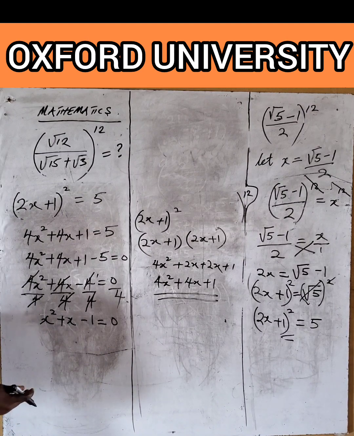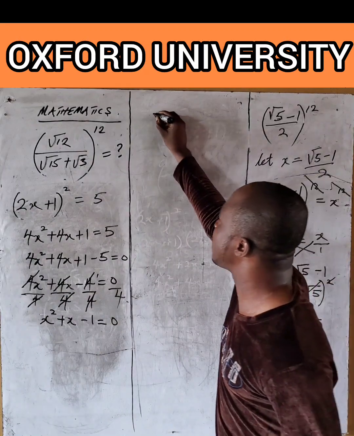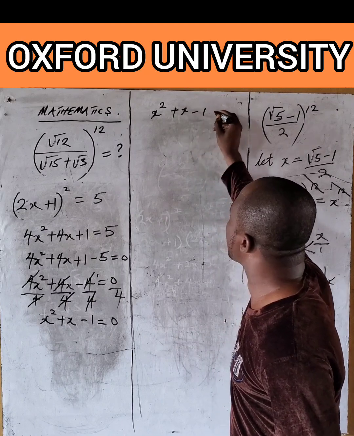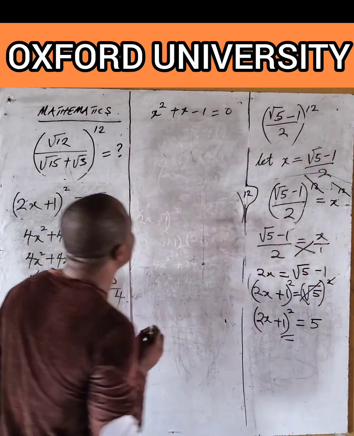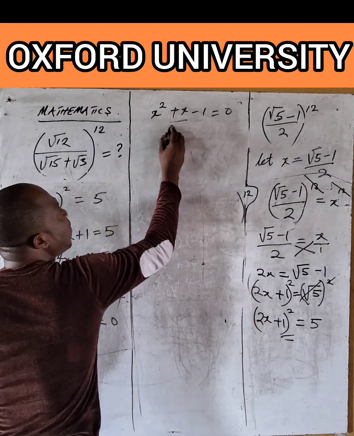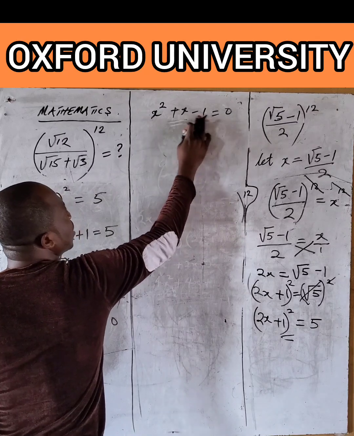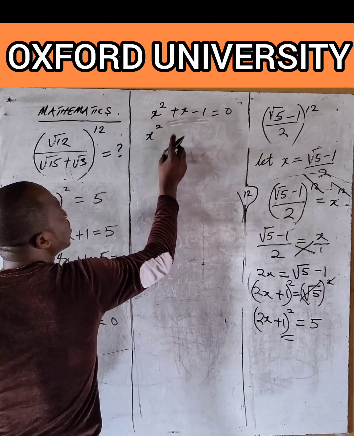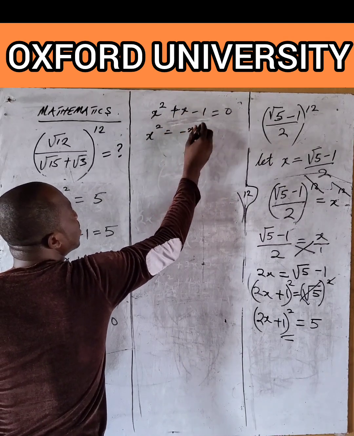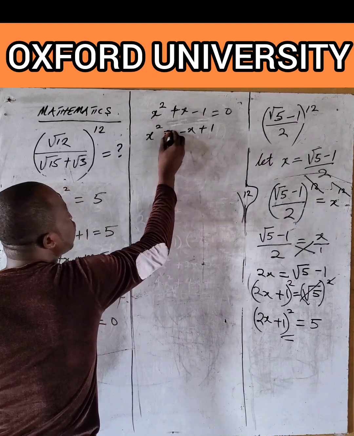Wow! I finally arrived at a quadratic equation. Of course, we have x raised to power 2 plus x minus 1 is equal to 0. Permit me again to turn this way. So if this is true, then it means that our plus x and our minus 1 will cross the equal sign. And of course, if they cross the equal sign, we'll be having x squared, plus x crossing the equal sign, we'll be having minus x, and minus 1 crosses the equal sign, we'll be having plus 1. This is exactly what we'll be having.